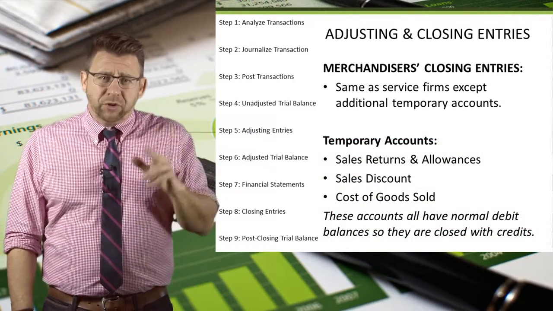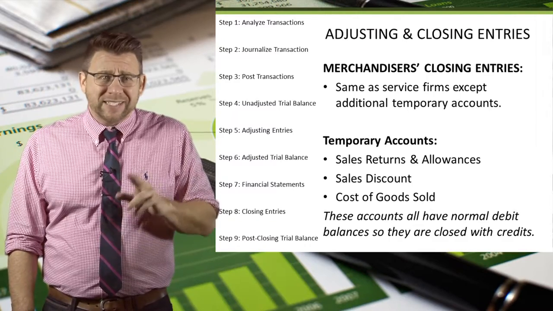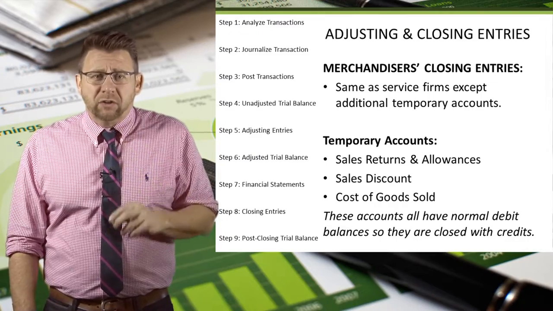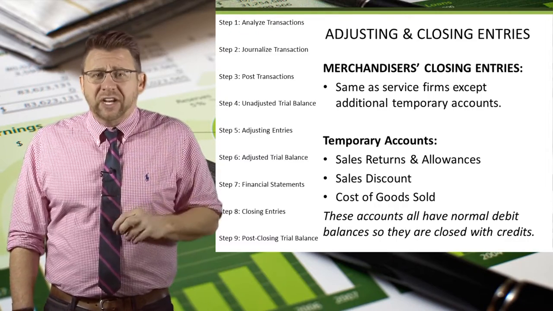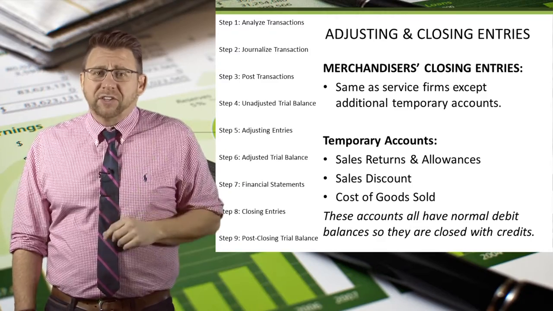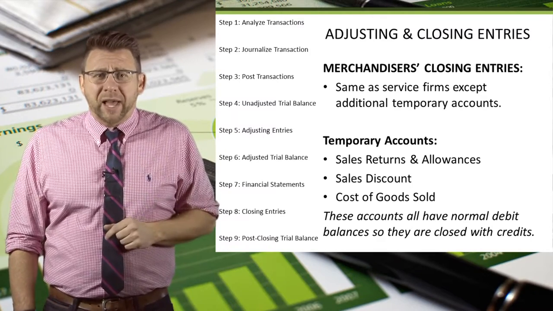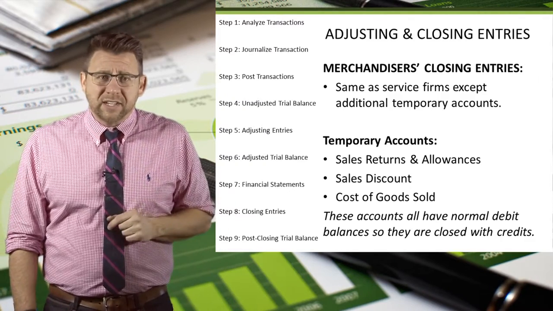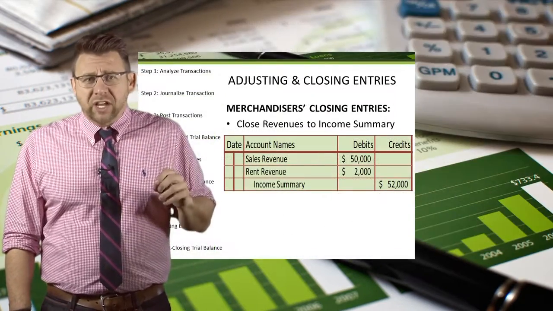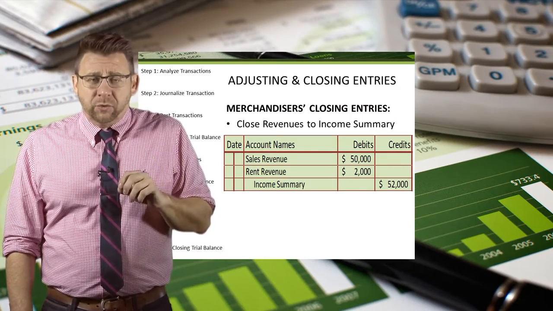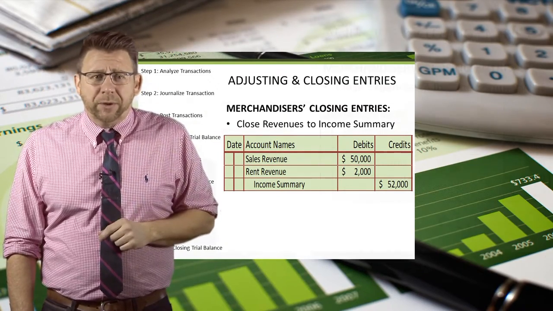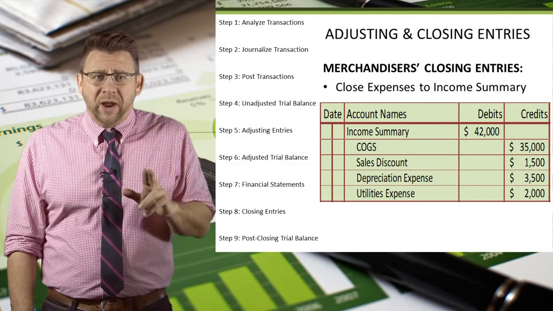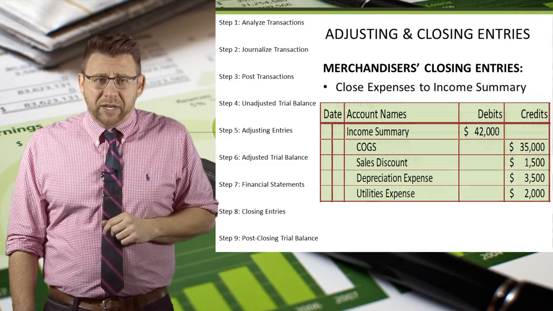The closing entries for merchandisers are the same as for service firms, except that we have some new temporary accounts that must be included in the closing process. Sales returns and allowances, sales discounts, and cost of goods sold all have normal debit balances. They get closed with credits and are included in the expenses closing entry. Revenues get closed with debits to revenue accounts and credits to income summary. Expenses and contra revenue accounts get closed with credits and income summary is debited.